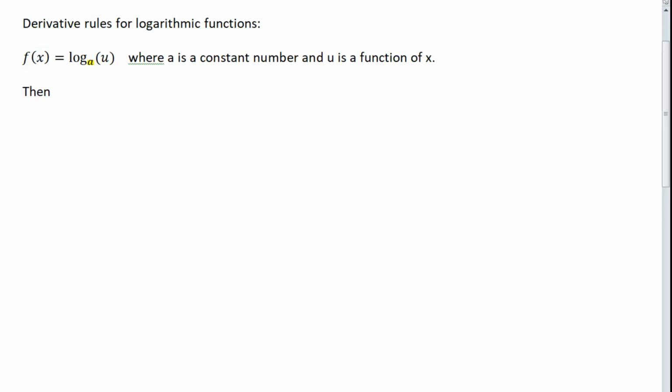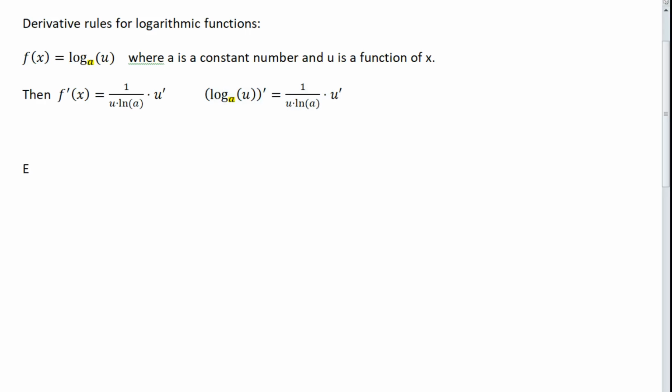Then f prime of x, the derivative of this function, will be equal to 1 over u multiplied by ln of a, all of this multiplied by u prime. So if you want to evaluate the derivative of the log base a of u, all of this prime is equal to all of this. So that's it for the equation.